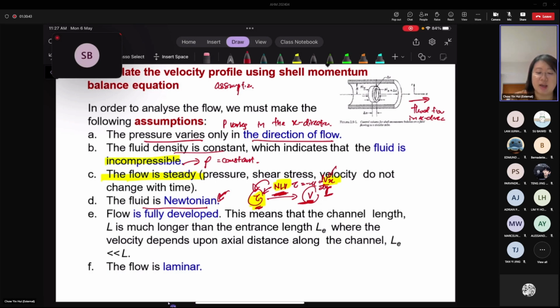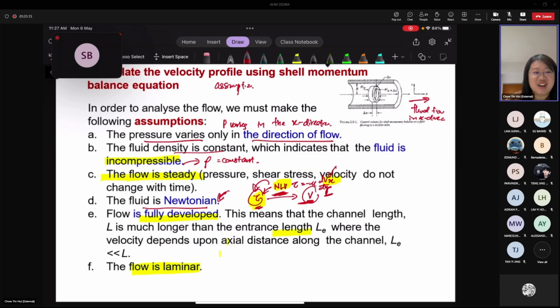Another one, which is here, we call it the fully developed flow. This means that the channel length is much longer than the entrance length or the exit length, such that your velocity profile will remain constant. And then we are also analyzing for the case where the flow is laminar. So these are the 6 assumptions that we usually make when we do formulation of the velocity profile.